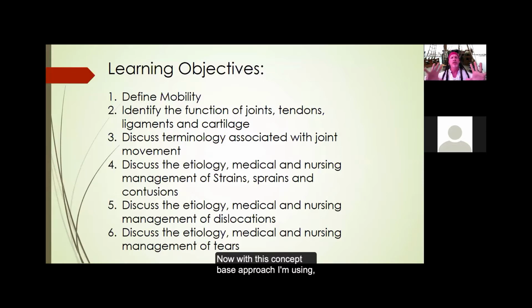Now, with this concept-based approach I'm using, I'm trying to use 3 pathophysiologies with each objective or each concept that I talk about, so that we don't overwhelm you with 15 pathophysiologies. At least that's what I'm hoping we do. Anyway, moving on.